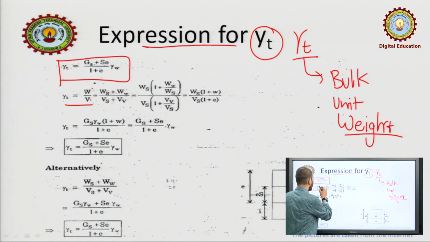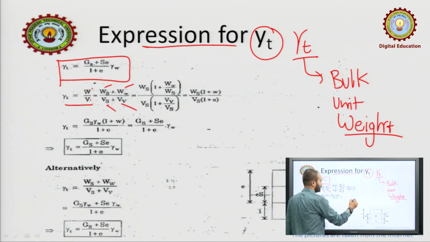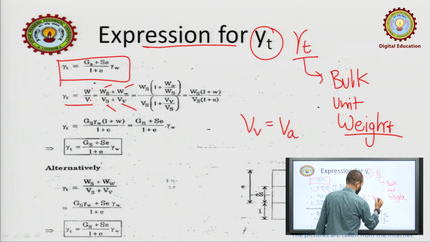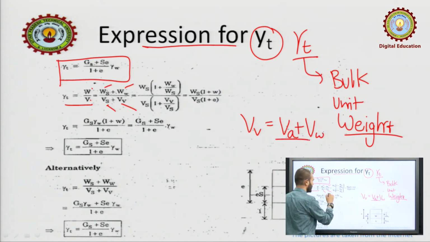Then, what is total weight? We know that the air has no weight. So what are we left with? We are left with Ws and Ww. Again, in volume we have all the three parameters, so we will write it as Vs and Vv only. What is Vv? Vv is the volume of void, which comprises Va and Vw. For the time being, let us write it as Vv only.